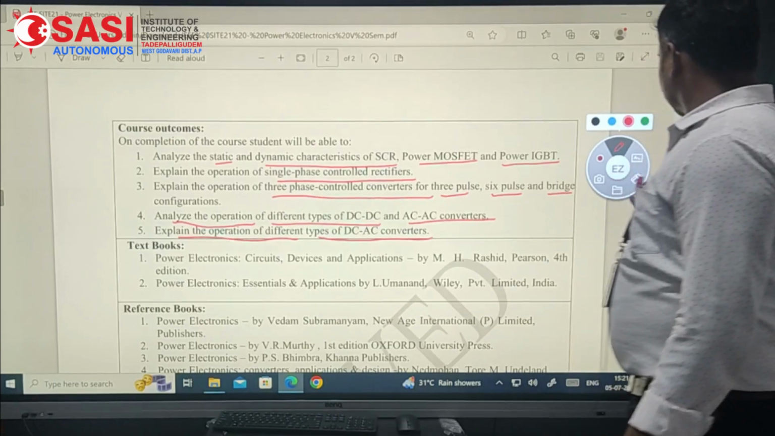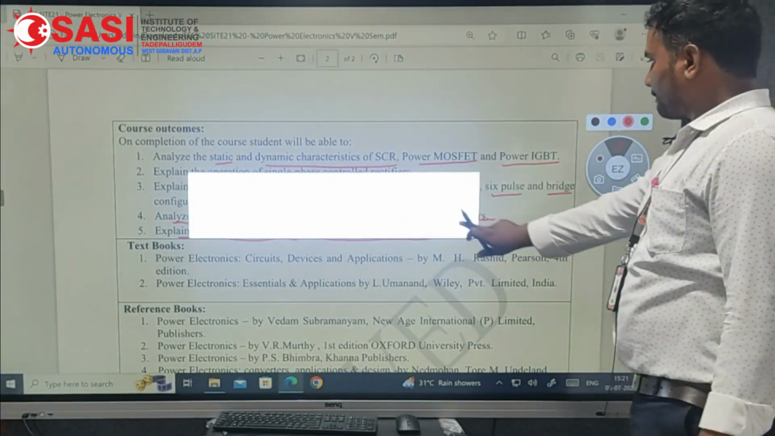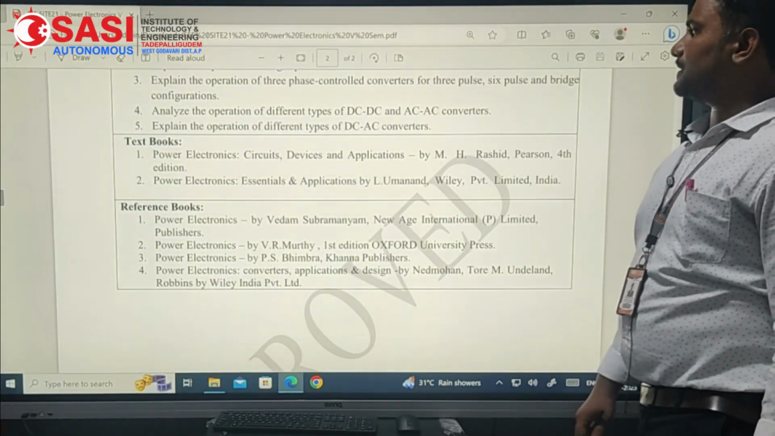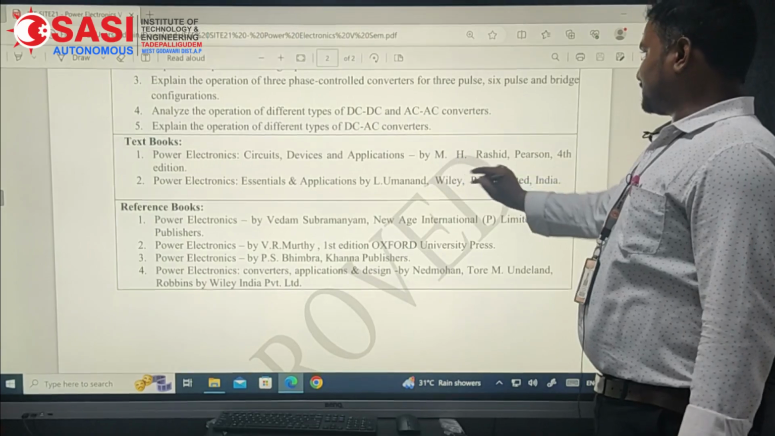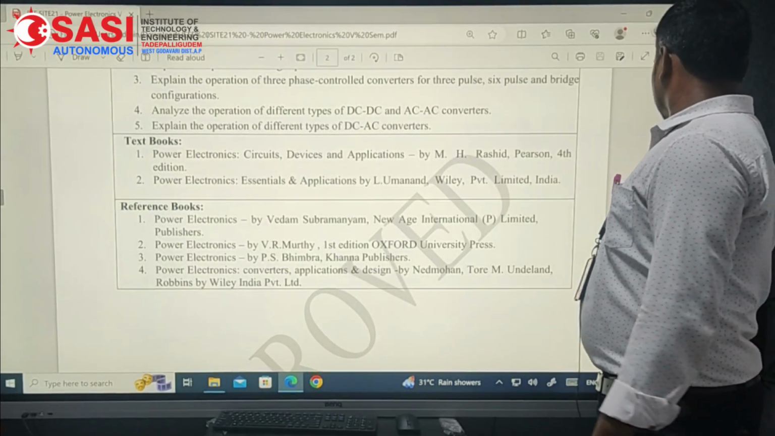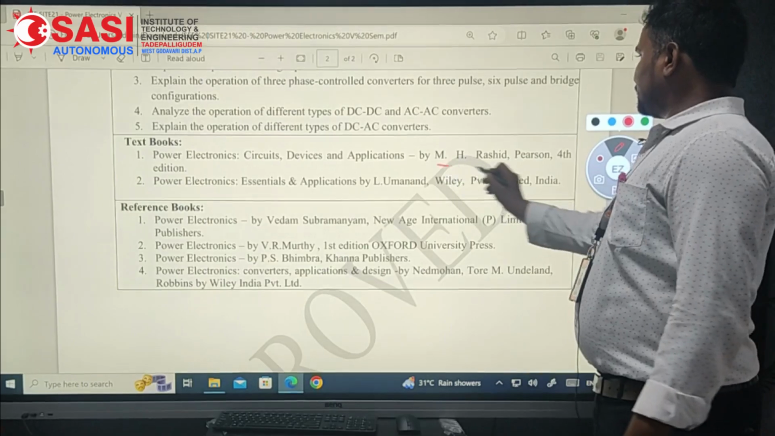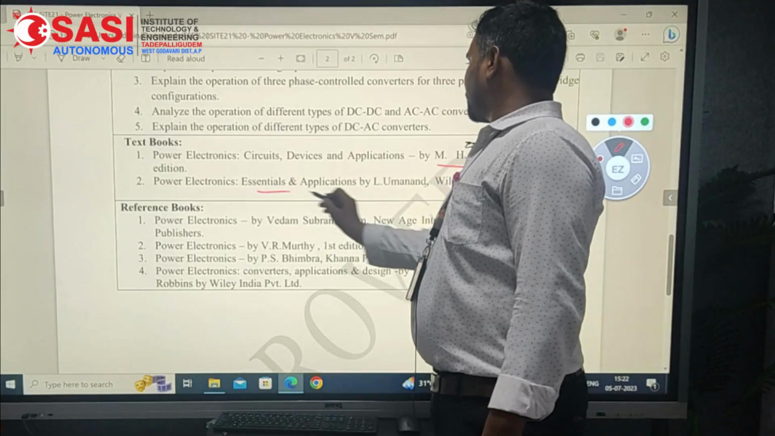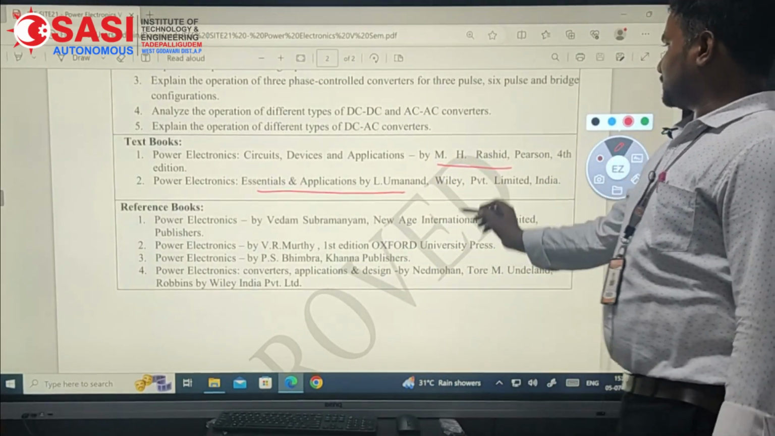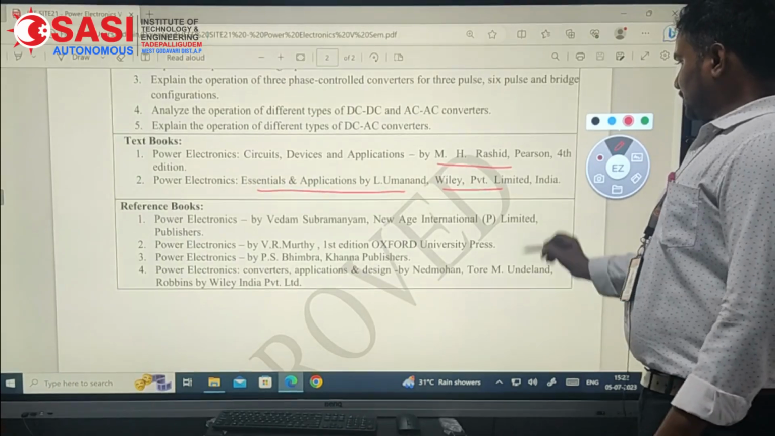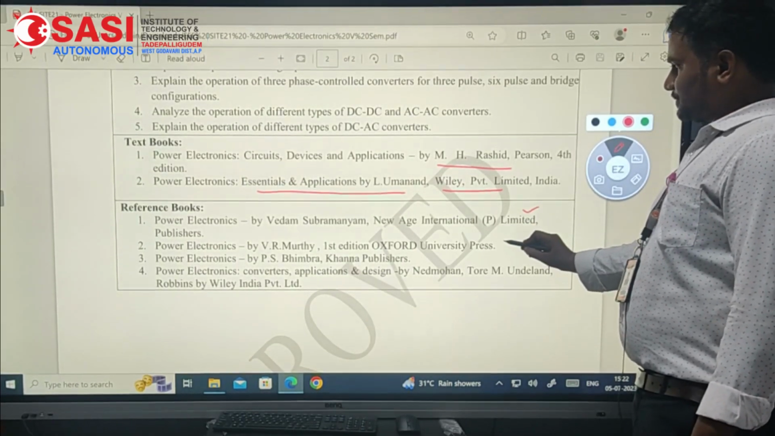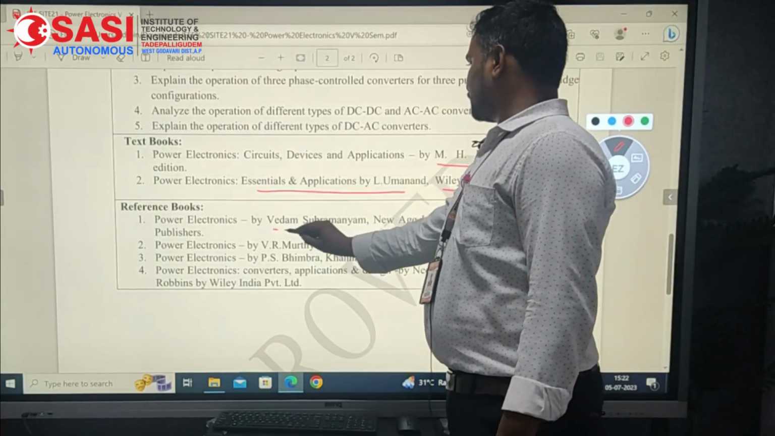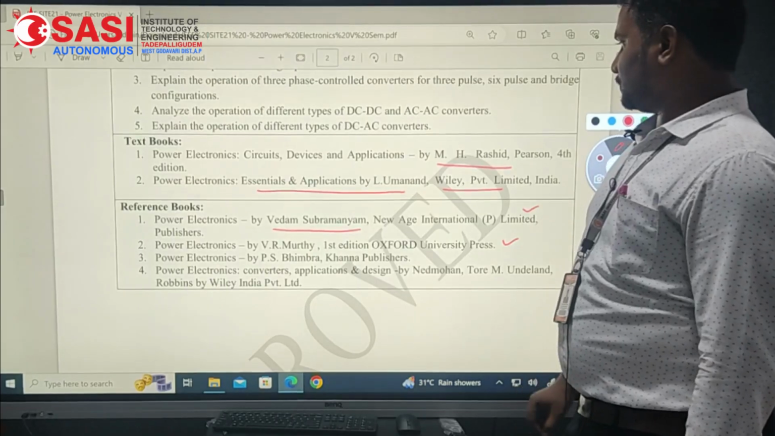And there are the books given in this, that is Power Electronics: Circuits, Devices and Applications by M.H. Rashid. This is the standard book by M.H. Rashid, Pearson Publications. And one more suggested is Power Electronics: Essentials and Applications by Umanand. So this is from Wiley Publications. And other reference books are suggested here, that is Power Electronics by Vedam Subramaniam. This is one of the best books.